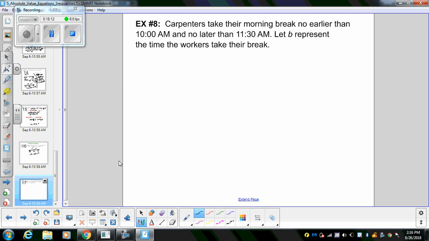Alright, now last one. Carpenters take their morning break no earlier than 10 a.m. and no later than 11:30. So I'm going to let B represent the time the workers take their break. So here we go. I know that this right here is going to be 10 a.m. and I know this right here is going to be 11:30, which we'll say 11.5.